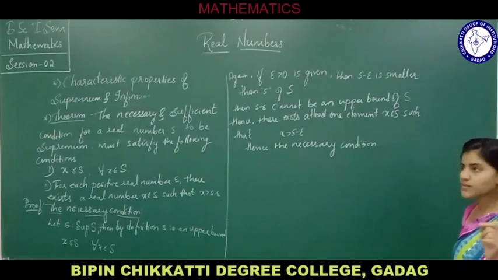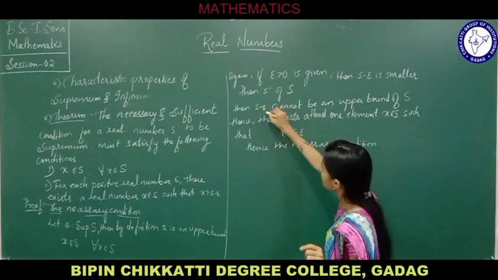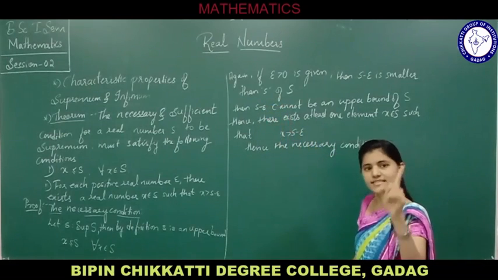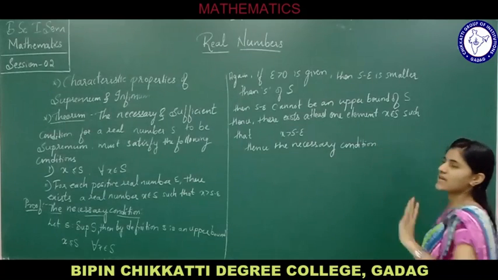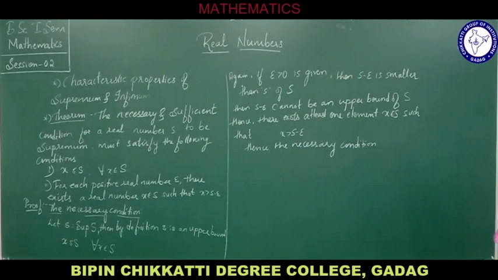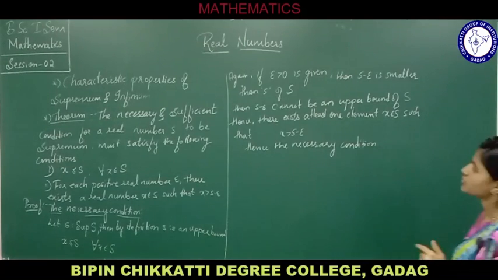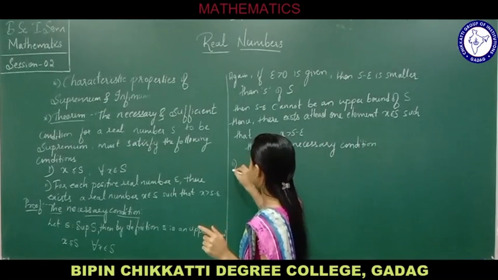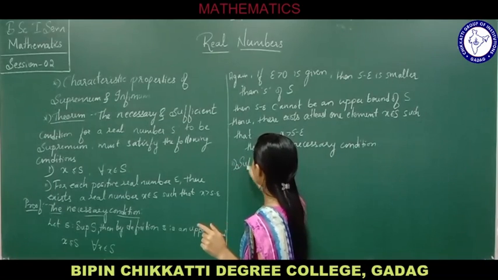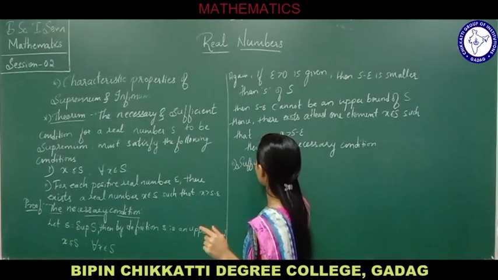It means that if this cannot be an upper bound of S, then at least one number exists which is greater than S minus epsilon. Hence, this is the necessary condition. Now we are going to prove that the condition is sufficient. That is the second part: we are going to prove the sufficient condition.